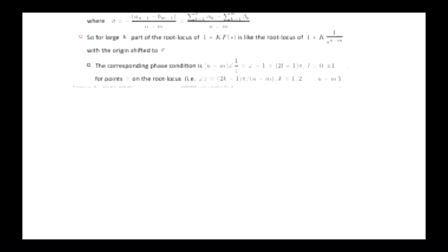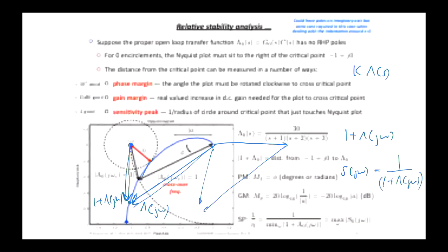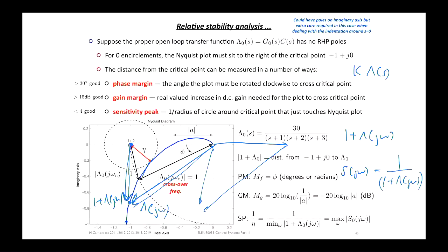So this gives rise to these notions of relative stability. And the point is that you can measure it in different ways. Okay? These are the 3 main ways for doing it.